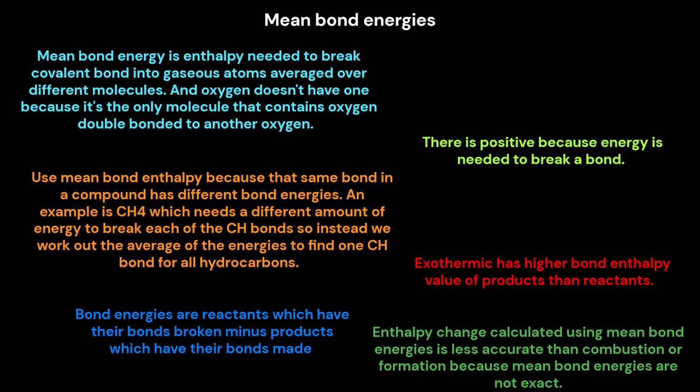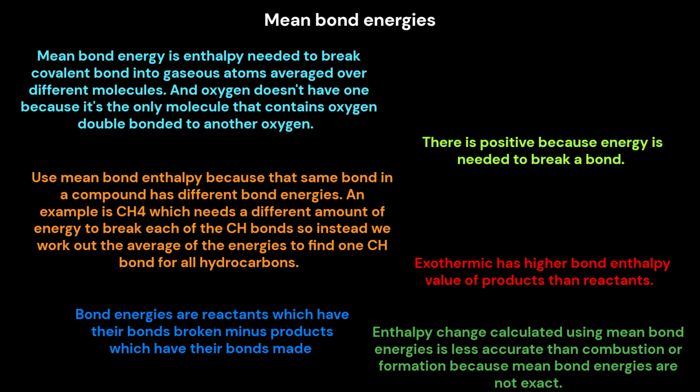Use mean bond enthalpy because the same bond in a compound has different bond energies. An example is CH4, which needs a different amount of energy to break each of the C-H bonds. So instead, we work out the average of the energies to find one C-H bond for all hydrocarbons.